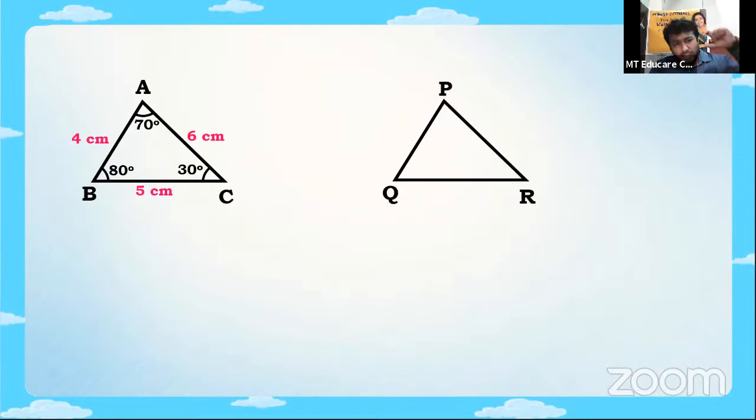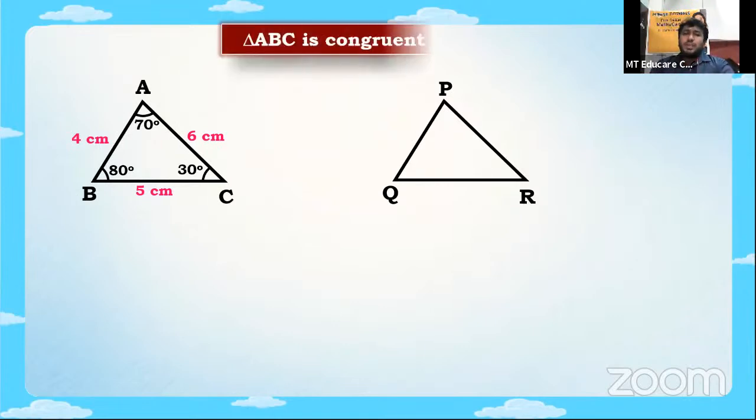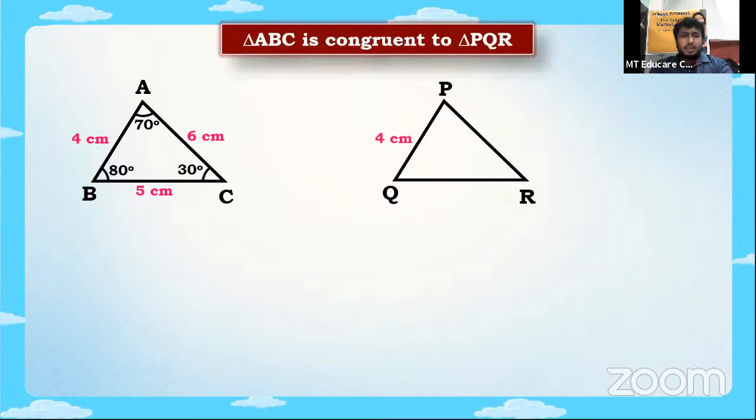Okay. Student, if AB was 4 centimeter, what will be PQ? If AB is 4 centimeter, what will be the length of PQ? Yes, PQ will also be 4 centimeter because AB and PQ are corresponding sides. Corresponding का मतलब होता है matching side. Okay. Same way students, BC.